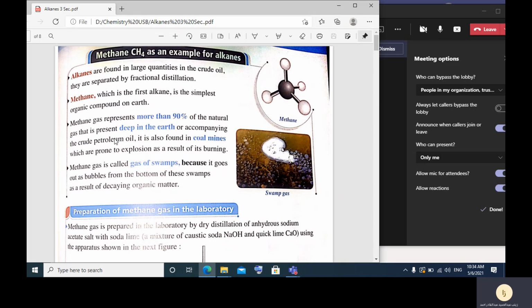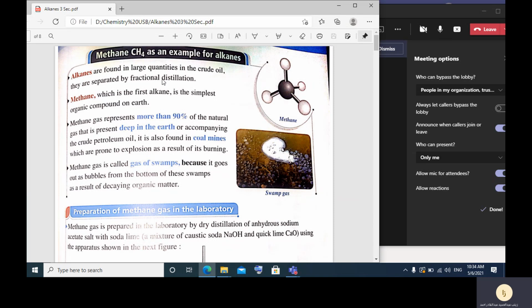As we know, alkene are found in large quantities. We can find them in crude oil, in petroleum. They are separated by fractional distillation. What's meant by fractional distillation? In our syllabus, we have two types of distillation, fractional distillation and normal distillation. Fractional distillation means what?